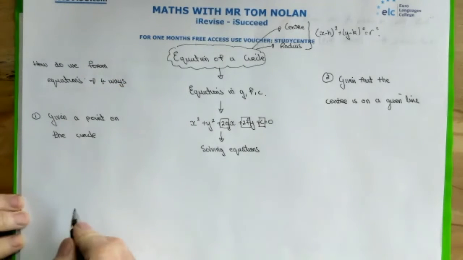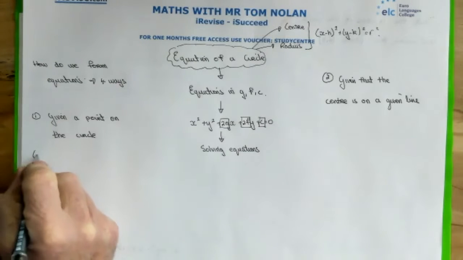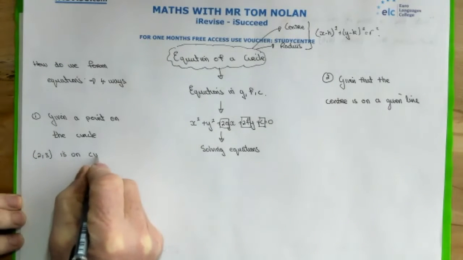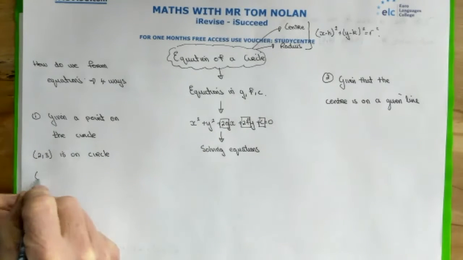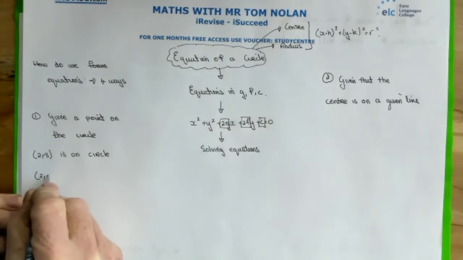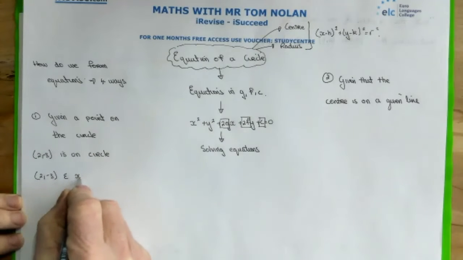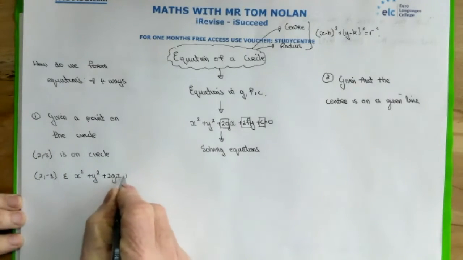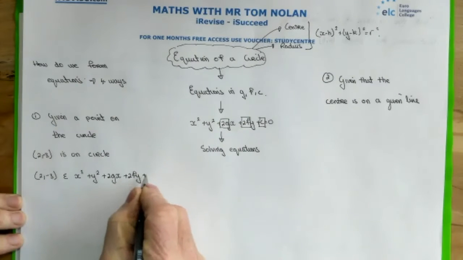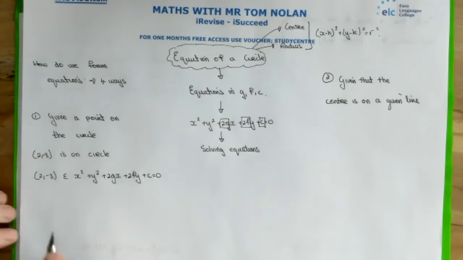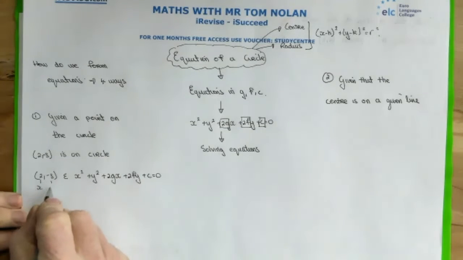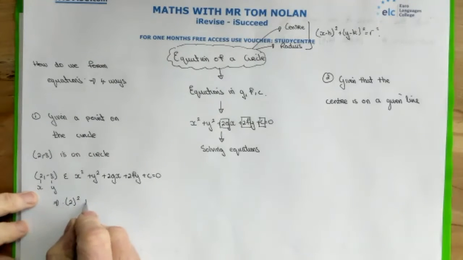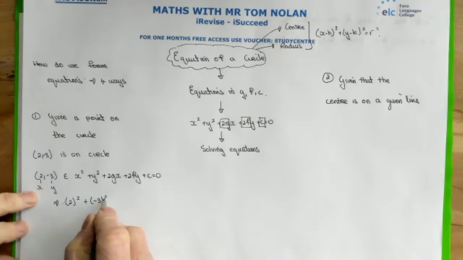One way is you're given a point on the circle. For example, they might say (2, minus 3) is on the circle. That means we'd say (2, minus 3) is an element of x squared plus y squared plus 2gx plus 2fy plus c equal to 0. That's the x value, and that's the y value, which implies x squared is 2 squared and y squared is minus 3 squared.